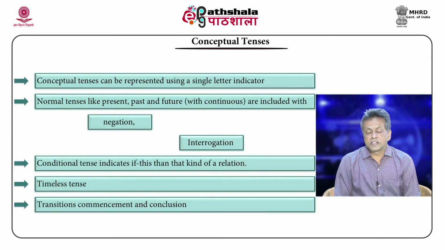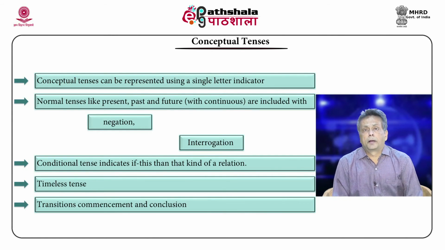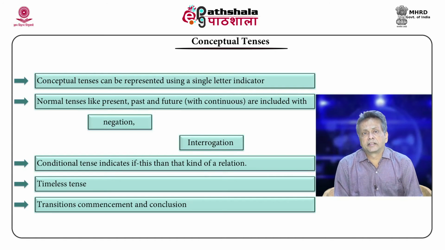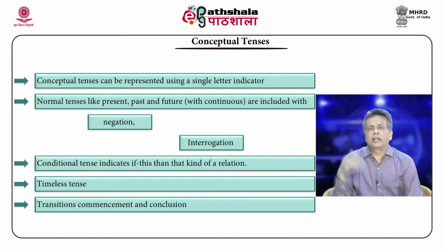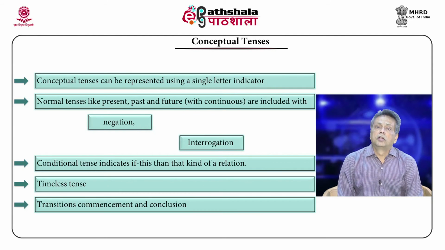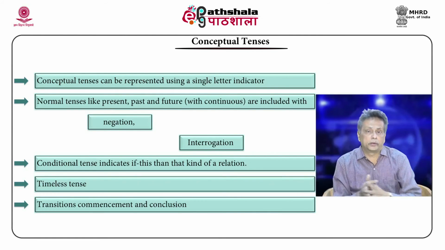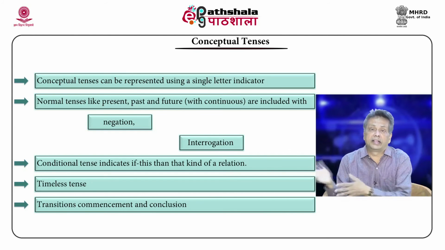For example, if you encounter a statement, if you drive rash, there are more chances of meeting with an accident. Such kind of if-else is possible using something called C, and we will see examples of all of them. C is conditional, it indicates that the relationship is conditional, if this happens then that will happen, an if-then kind of relationship.